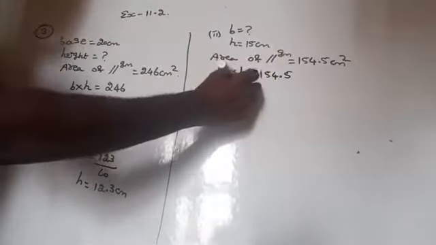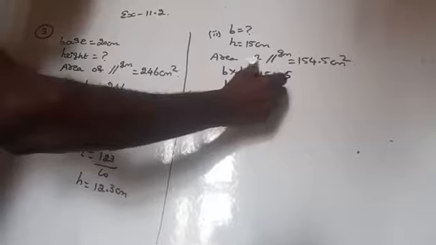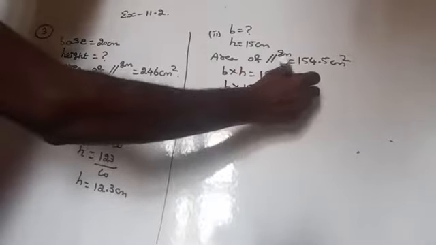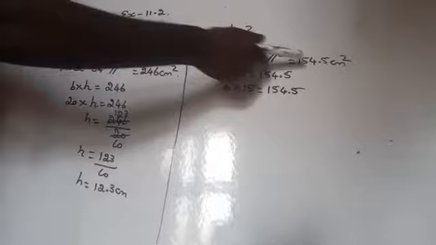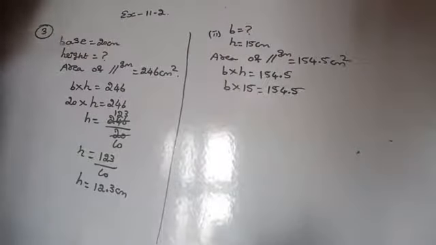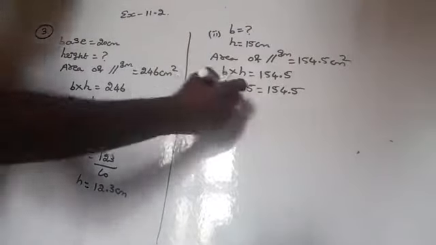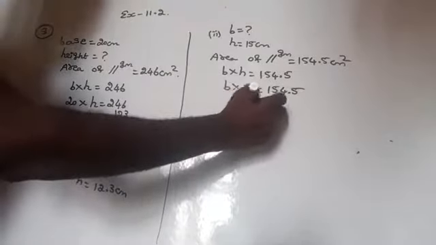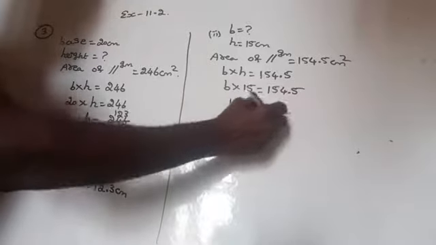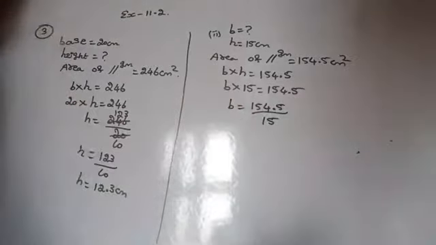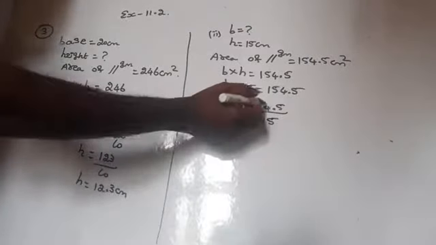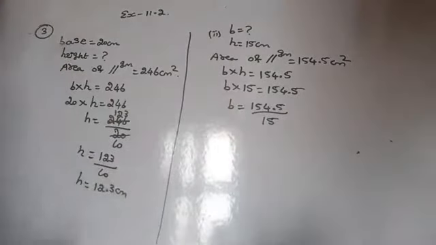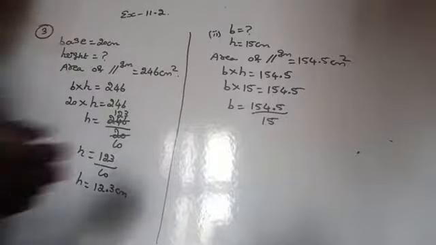The base we don't know, we are trying to find the base only. Height is 15, which is equal to 154.5. Am I right? Here the height is given in centimeter, the area is also in centimeter square, so the units are the same. Now the base is equal to 154.5 by 15. Am I right here? Yes. I think it goes with the 3 table, because 1 plus 5 is 6, 6 plus 4 is 10, 10 plus 5 is 15, here it is also 15, so both numbers go with the 3 table.